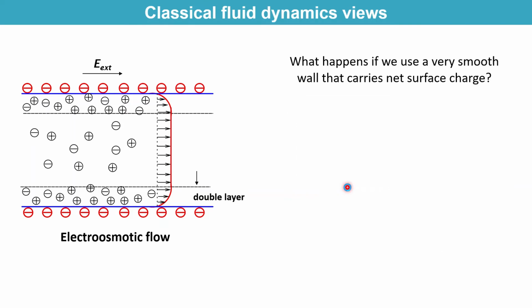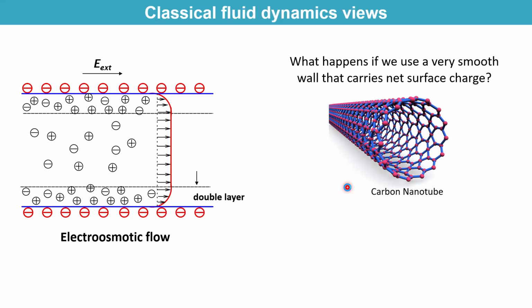So what we would like to ask here is, what if we have a very smooth wall that carries a net surface charge? In that case, would the classic fluid dynamics be adequate in describing the flow? It turns out that the carbon nanotube is a very good model system to answer this question, because a carbon nanotube, as we know, has an extremely smooth surface. If we knock out some of these surface atoms and functionalize them, then we can get a net charge. That would be a good model system for us to test the continuum theory.